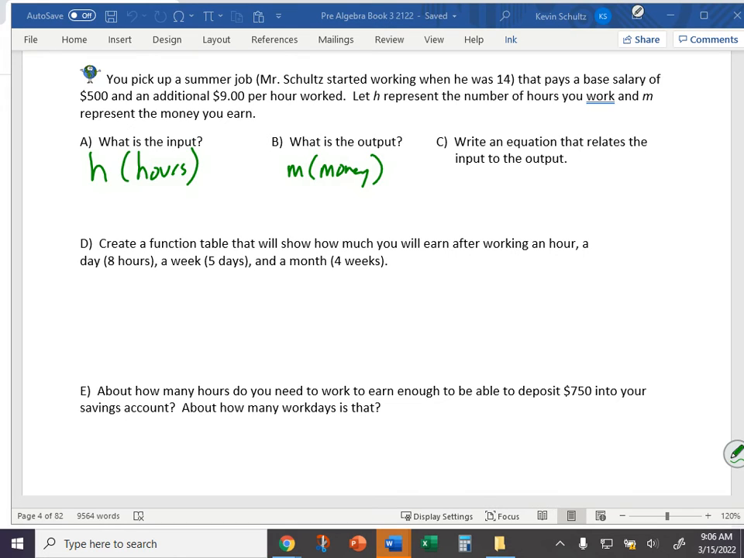Okay? You work more hours, you make more money. You work less hours, you make less money. Not an extremely difficult concept there. What equation is going to relate the input to the output? So the amount of money that you make, how can you calculate that? And again, look at here's kind of the key sentence here.